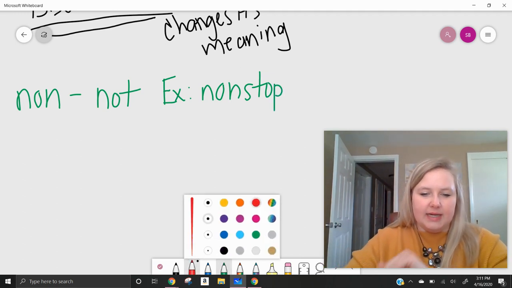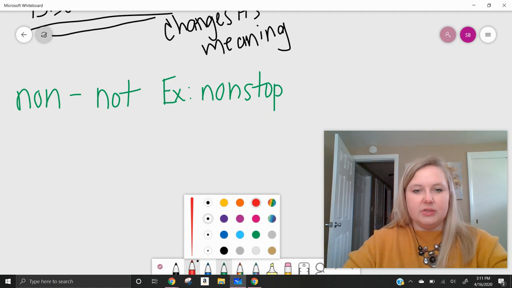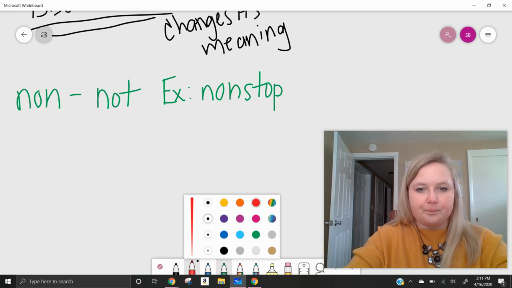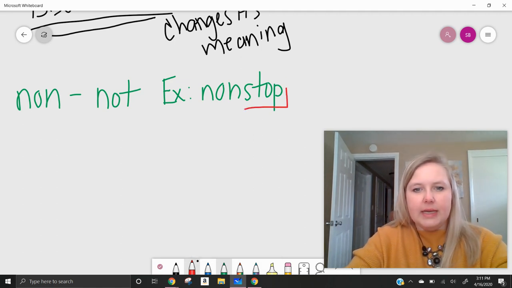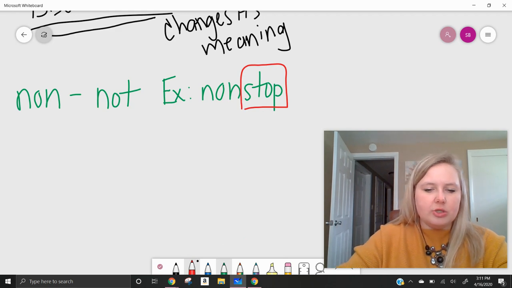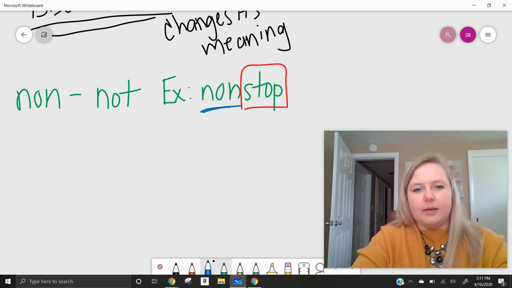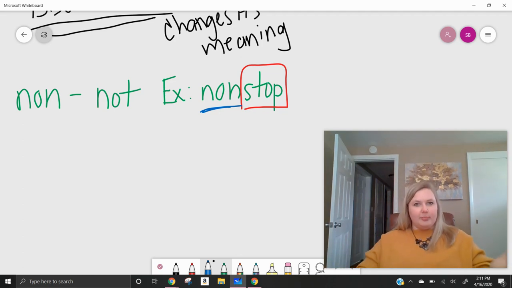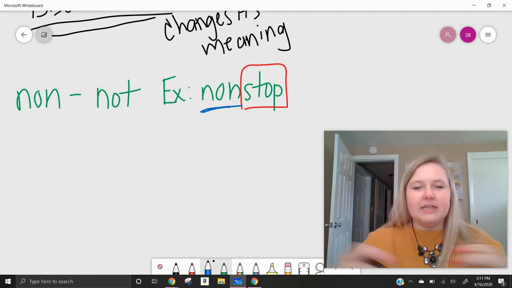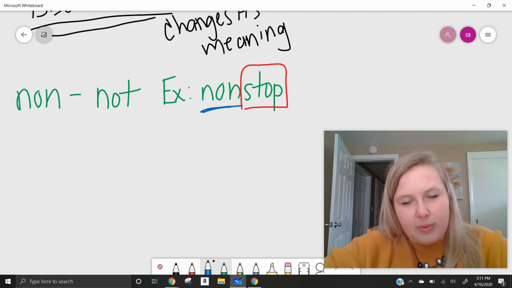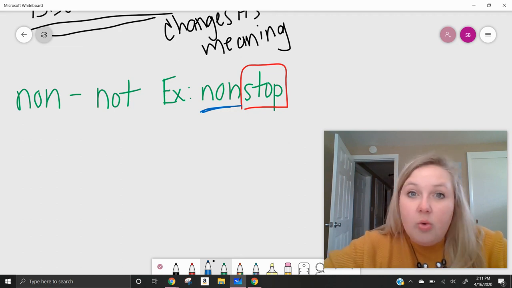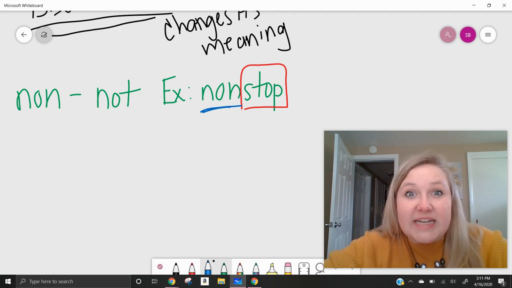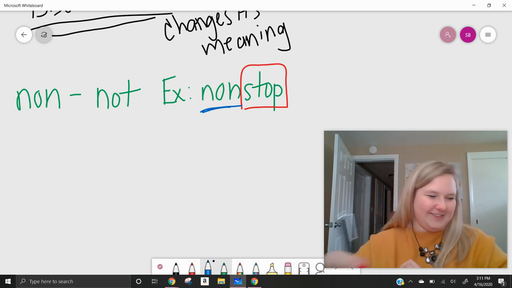So my root word, base word, is stop in here, which means that my prefix is non. If something is non-stop, it's not stopping, right? I'm sure that your parents have said, you are talking non-stop today, right? So you're talking so much, you're not stopping.